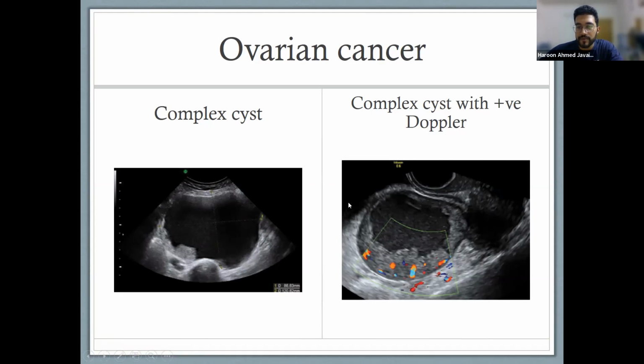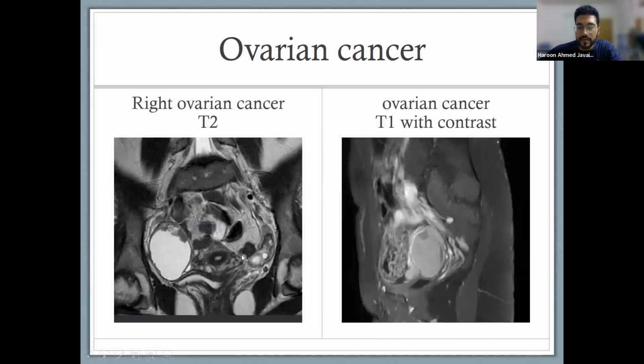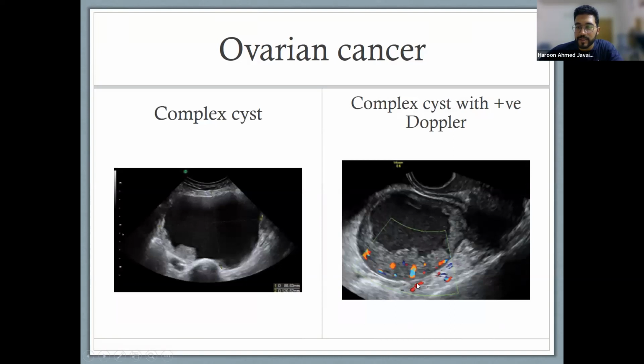Complex cyst with positive Doppler. So over here, it's a lot clearer. This is the complex cyst that they're trying to show you, and this is the Doppler over here. So why are they doing a Doppler? Because they want to show you that there is movement of blood over here. Okay, so basically movement of blood points towards blood vessels being present, which points towards most probably a malignancy.